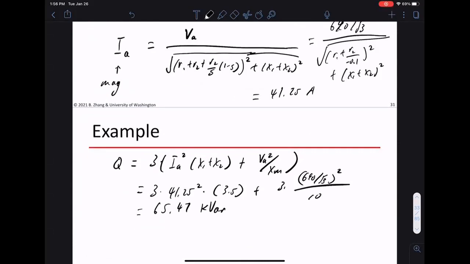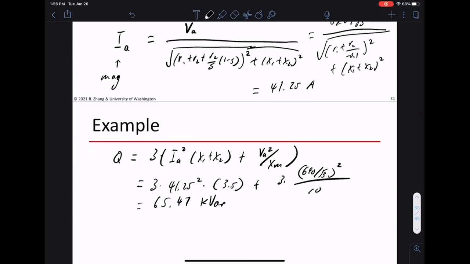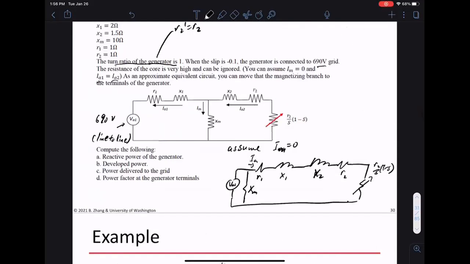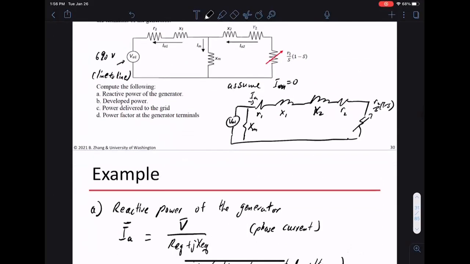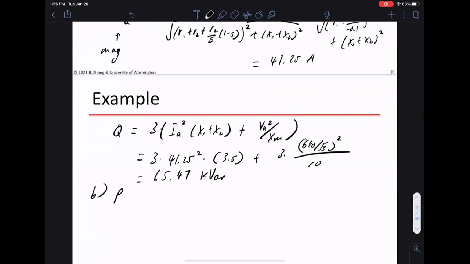Okay, so we got the reactive power. Then the next one is the developed power. So the developed power, if you recall this equation, this is our short equation here, right? So we can plug into that equation. Developed power is -3 times IA squared R2 S (1 minus S). Okay, so we're going to plug S equal to minus 0.1 into this.